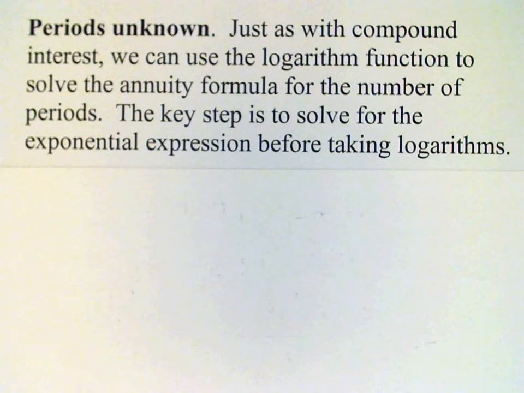The second variation that we have on this annuity formula is suppose that we know the payment and the final amount that we want, and we want to know how many payments we need to make in order to produce that amount. Okay, so in this case the value of n is going to be unknown, and so just as with our compound interest formula, we can use the logarithm function to solve for the number of periods.